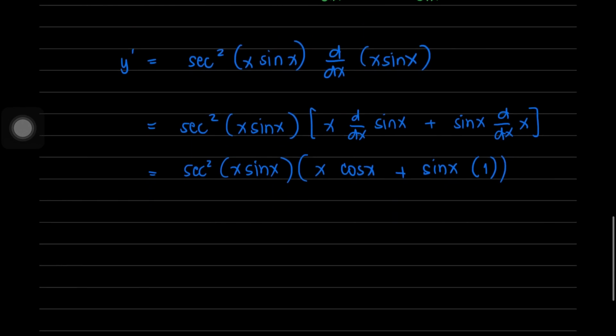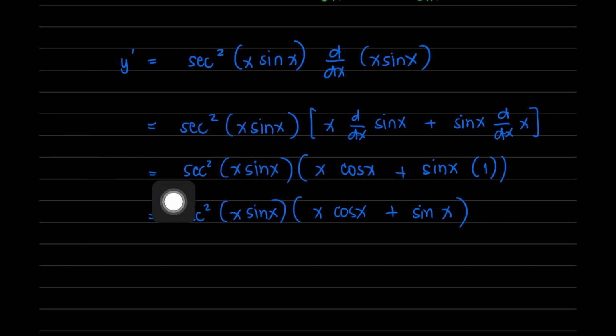Alright, so if we're going to simplify this one, this is now equal to secant squared of x sine of x multiplied by x cosine of x plus sine of x. And since the resulting expression cannot be simplified any further, then this is now our y prime.